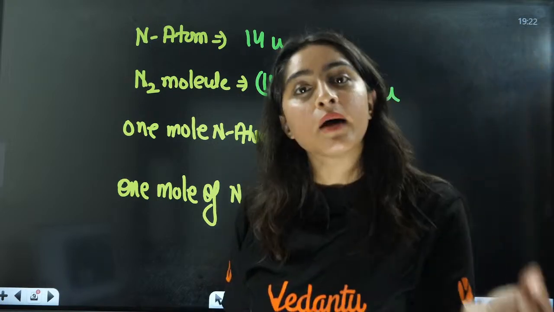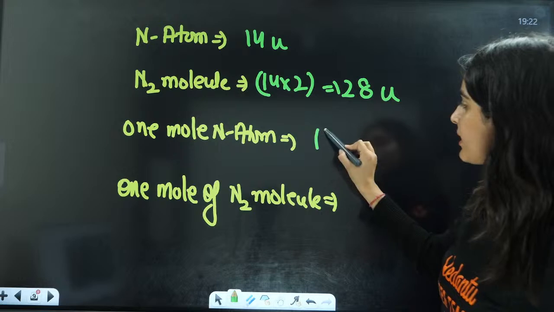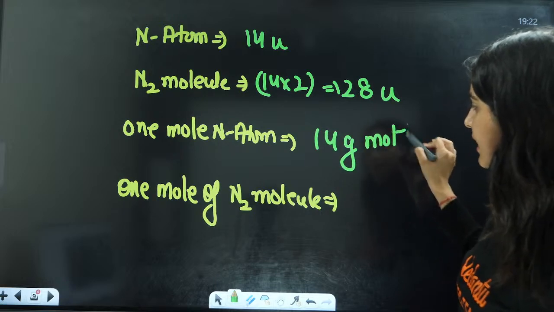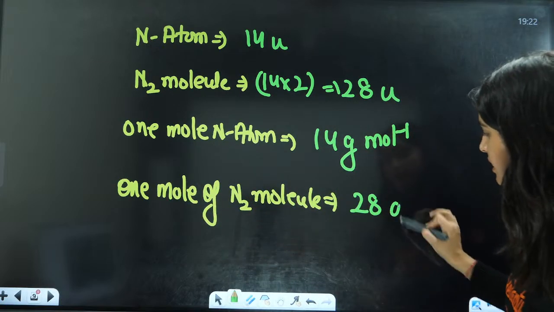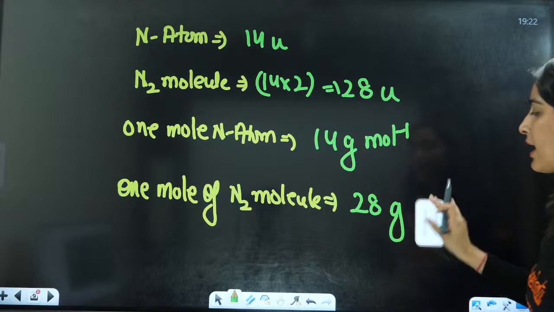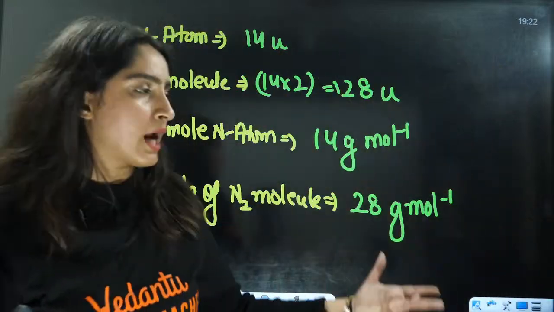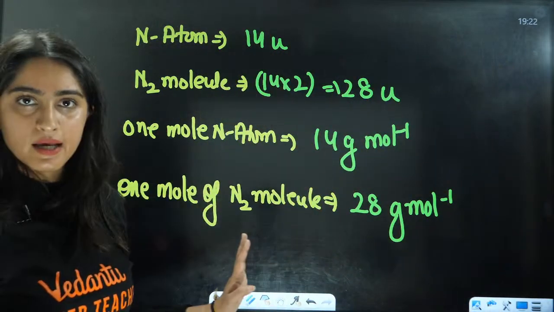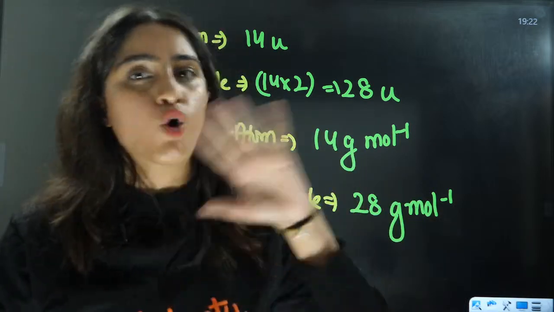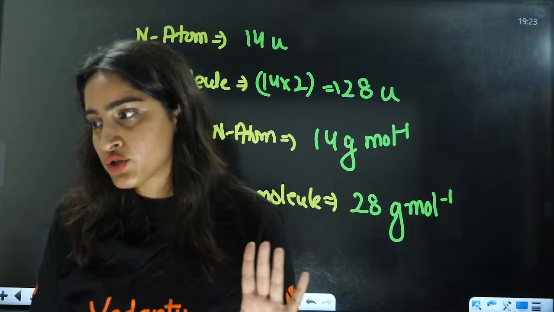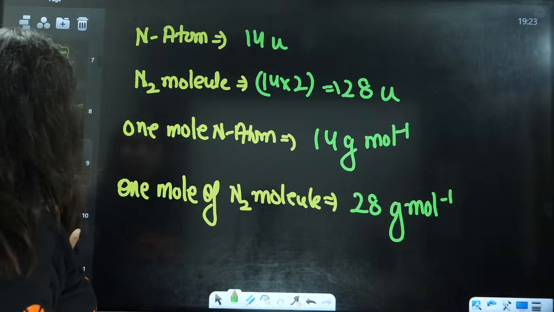Why U? Because I am talking about one atom or one molecule. Now when I am talking about 1 mole, I will write 14 gram per mole, or I will simply write 14 gram. When I am talking about 1 mole of N2 molecule, this will be 28 gram per mole, or I can simply write gram here. Same thing, either I can write gram or gram per mole. That is the difference between atomic mass, molecular mass, gram molecular mass, all these things. Yes everyone, understood? Very simple, but usually students get confused in this very basic thing.